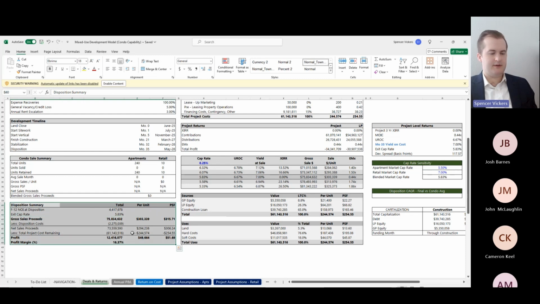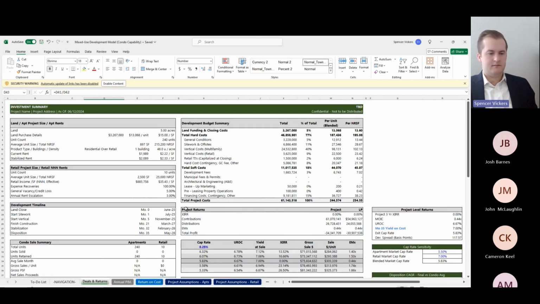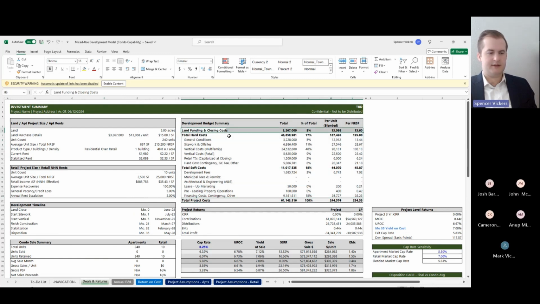Disposition summary, so summary disposition information. This is net of condo sales. So if there are any condo sales, this will incorporate any of that sale amount and give you the valuation of your remaining units. Development budget summary: land and closing costs, hard costs and detail, soft costs and detail, and total project costs.